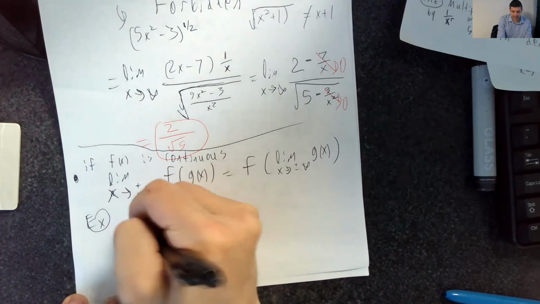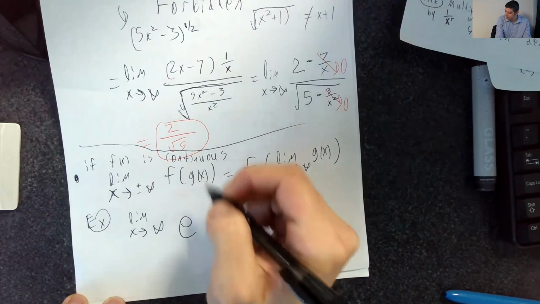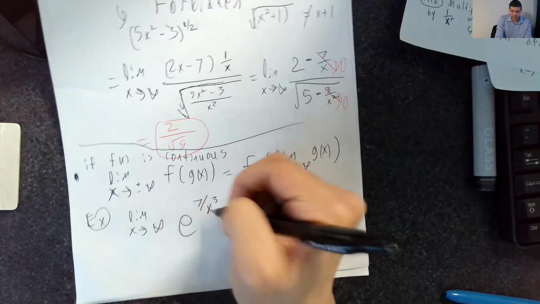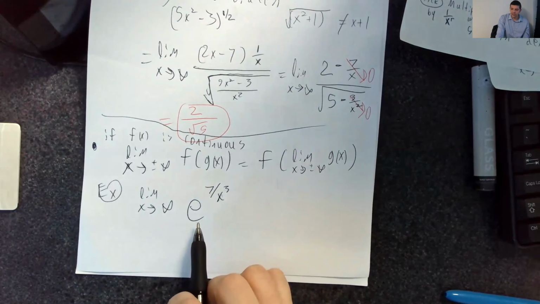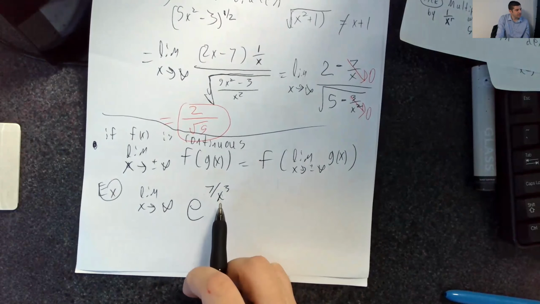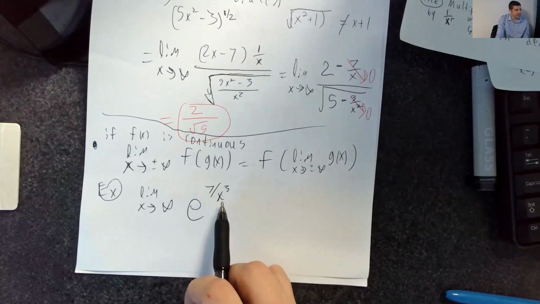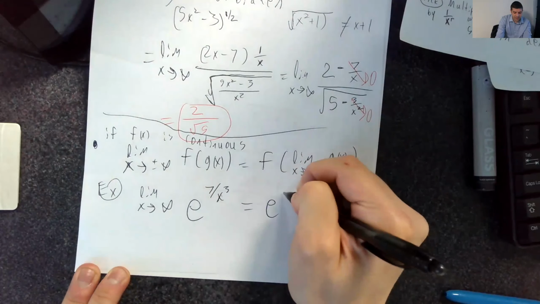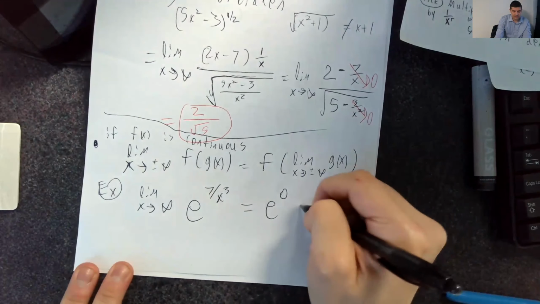What it means is if I have x going to infinity, e to the 7 over x cubed, this is the composition of two functions, e to the x and 7 over x cubed. I could just do the limit of that exponent, right? So what's the limit of 7 over x cubed? Pro tip. 7 over x cubed goes to 0. So what's the final answer? Right. e to the 0 is equal to 1.